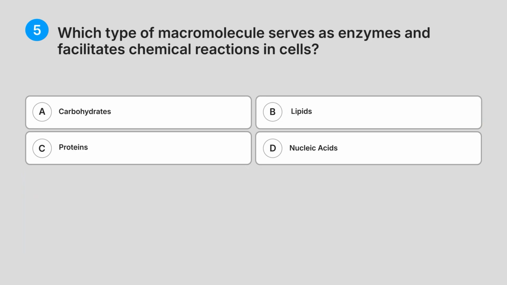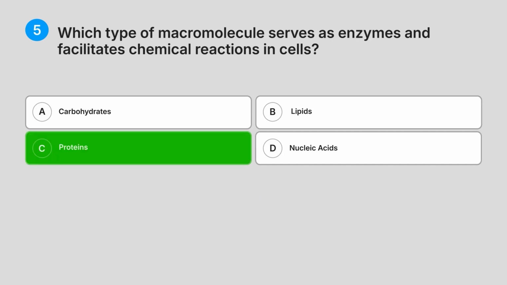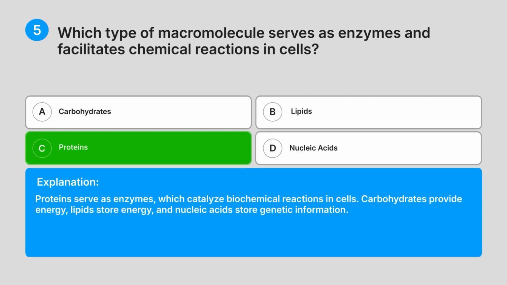5. Which type of macromolecule serves as enzymes and facilitates chemical reactions in cells? A. Carbohydrates. B. Lipids. C. Proteins. D. Nucleic acids. Can you guess the answer? Correct answer: C. Proteins. Explanation: proteins serve as enzymes, which catalyze biochemical reactions in cells. Carbohydrates provide energy, lipids store energy, and nucleic acids store genetic information.